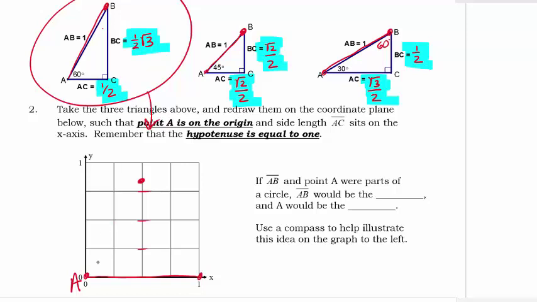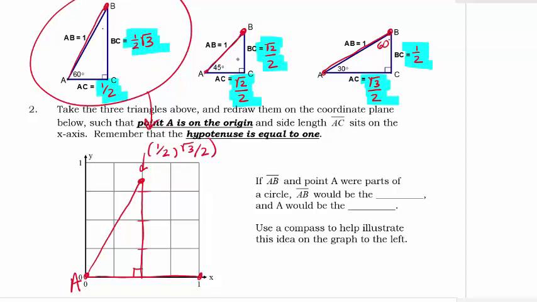Okay, so right now what we have here is our first 30, 60, 90 triangle, and we've drawn it on our coordinate plane. So right now this point is the point where I've gone right 1/2 and I've gone up square root of 3 over 2. So I'm going to write that ordered pair right next to that point.